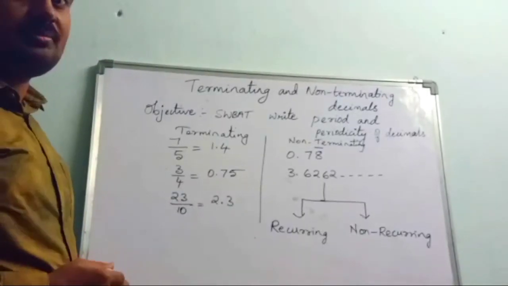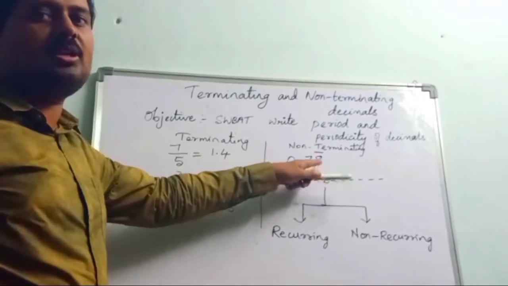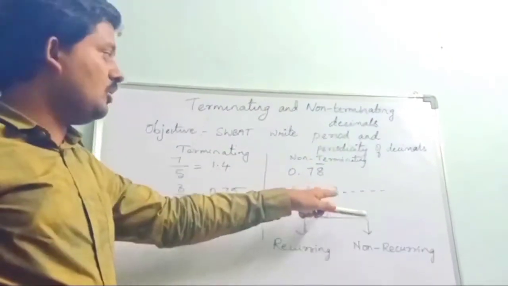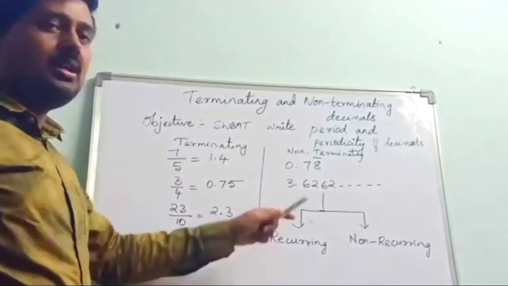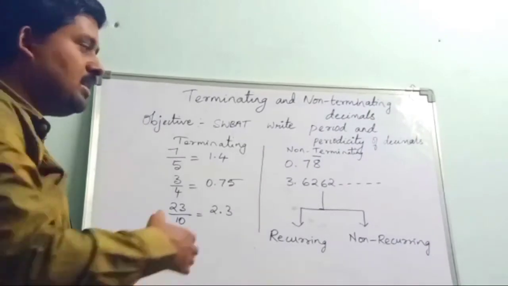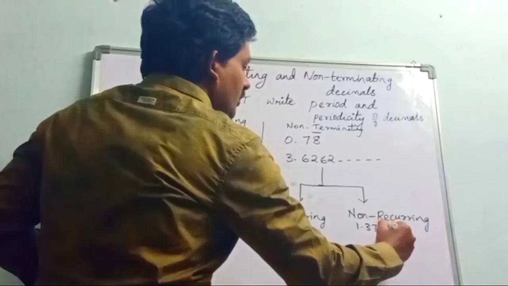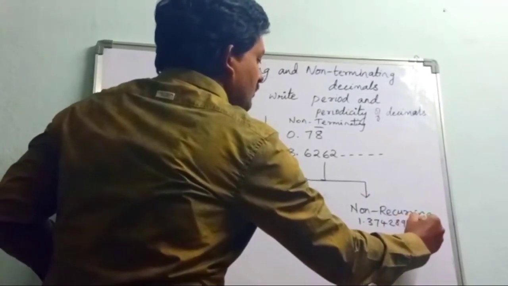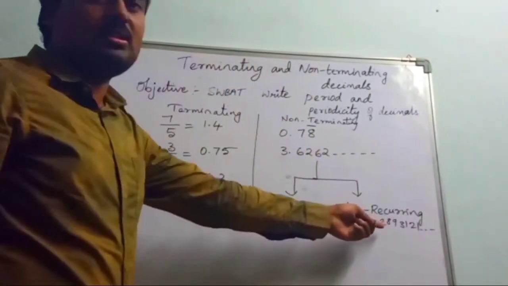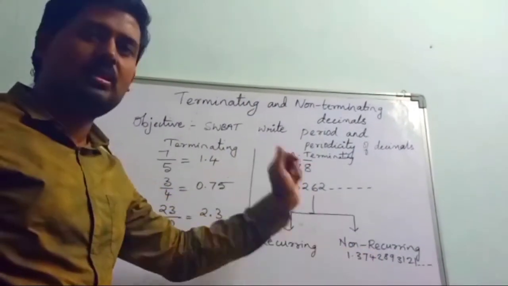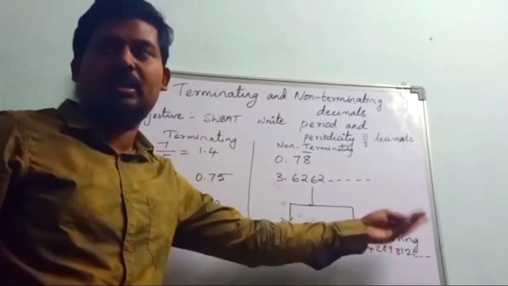If I have this example, 8 is indicated with a bar. That means 8 is being repeated. Here 6-2, here 6-2, next also 6-2, 6-2, 6-2. That means 6-2 is being repeated. Let us take an example which is non-recurring. For example, 1.37428932121, so on. If you see this decimal, there is nothing which is repeating, right? Every number is different. It is not coming again and again.